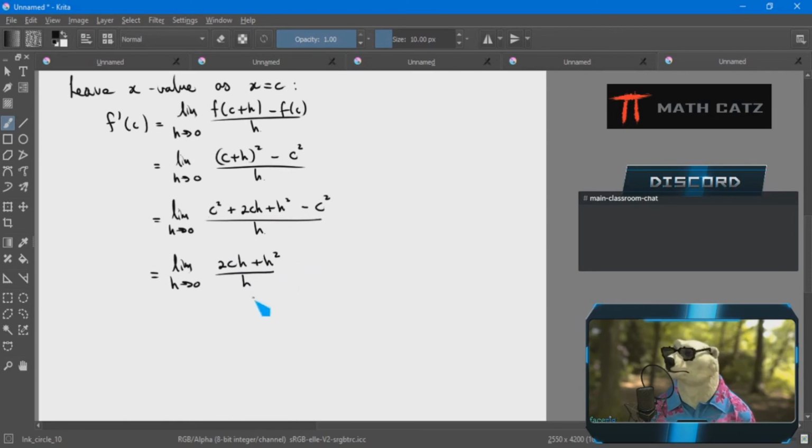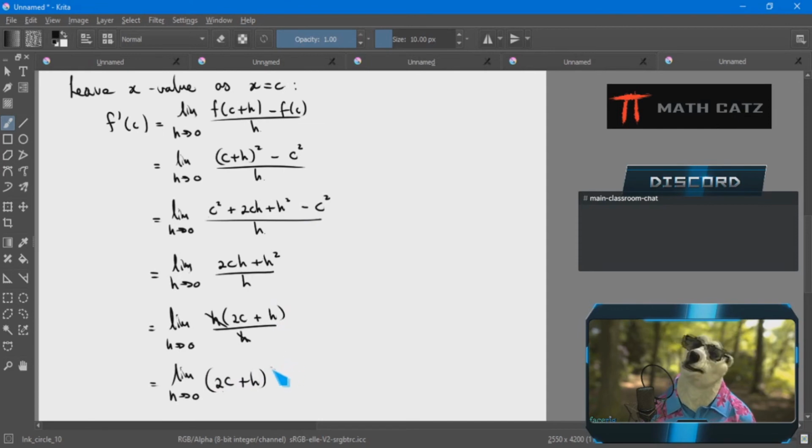Now I see, oh, well, the form of this limit is still 0 over 0, which means I need to try and simplify this more. I can do that by factoring out an h at the top, to get 2c plus h over h. The h's cancel. I then have the limit being the same as the limit of 2c plus h.